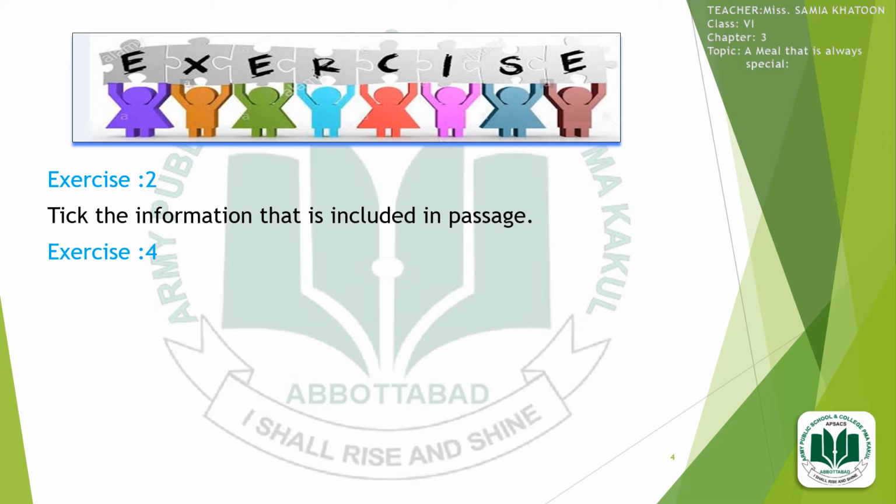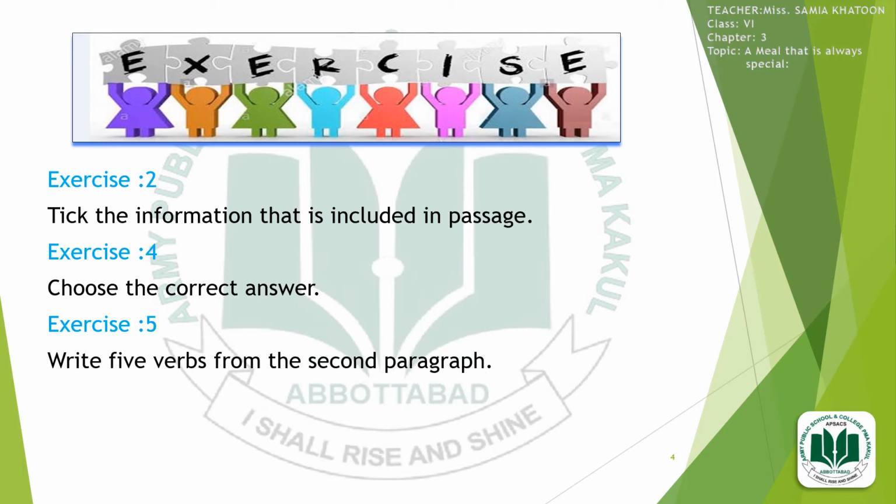Exercise number 4. Choose the correct answers. This is a simple question. You just have to choose the right answer. Next is exercise 5. Write 5 verbs from the second paragraph. Students, you have to read the second paragraph once again carefully and pick out 5 action words, means verbs.